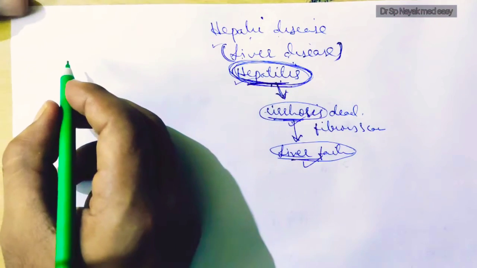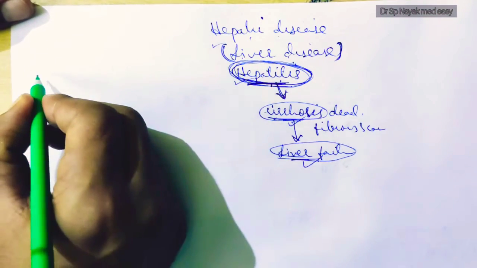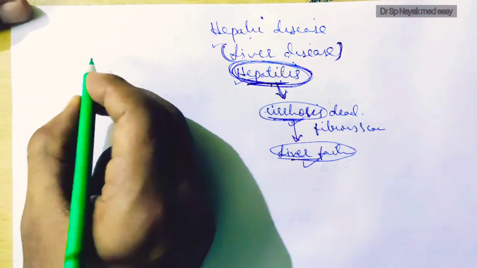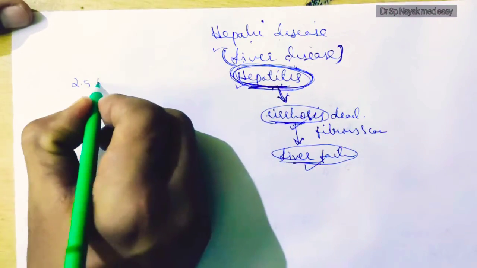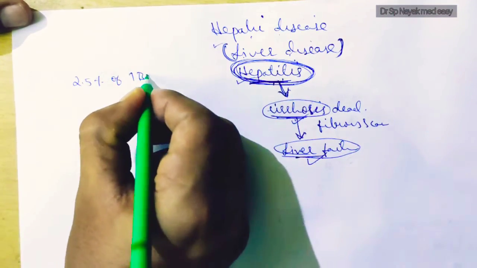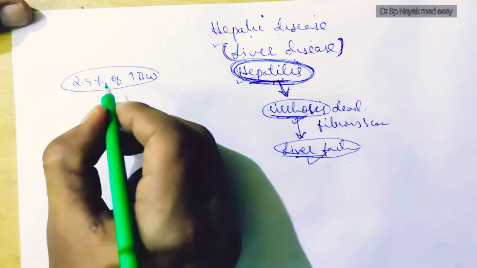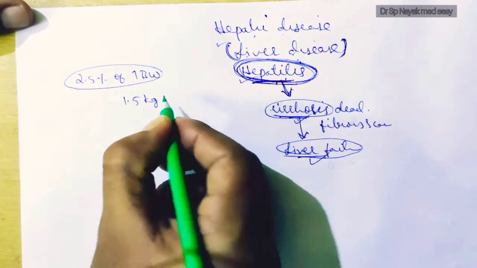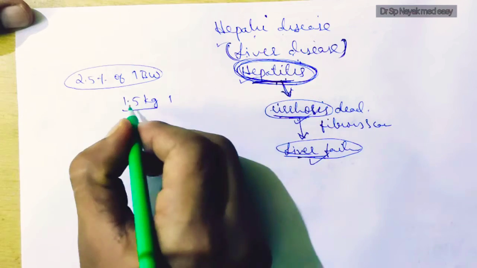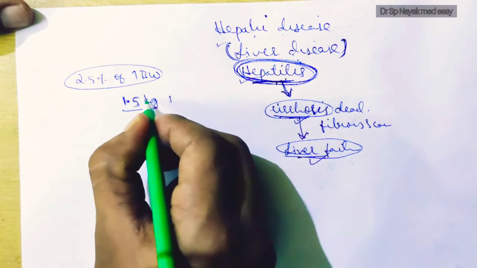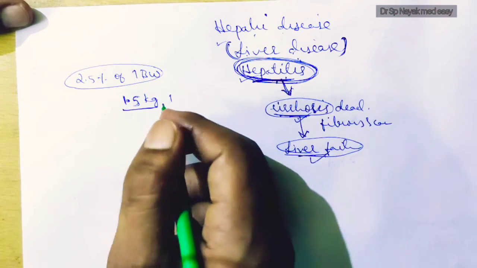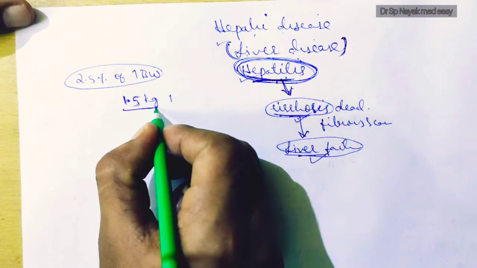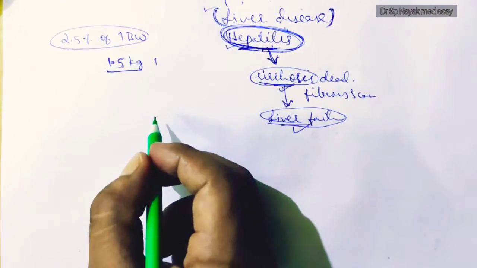Before understanding hepatitis, let us see some basic things. I think you all know that the liver comprises 2.5% of the total body weight of a human being, and it is roughly 1.5 kgs. So the normal weight of the liver is 1.5 kgs, and it is one of the largest organs of the body. The liver is a very important organ.